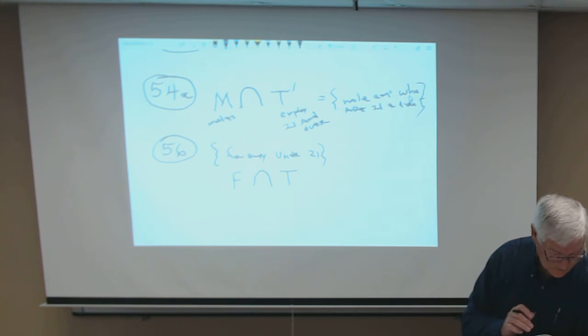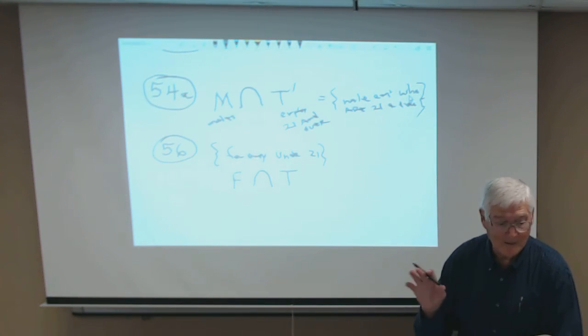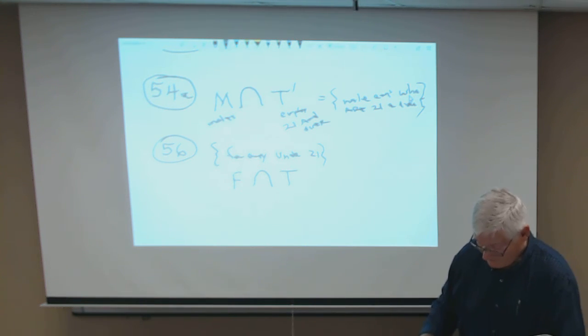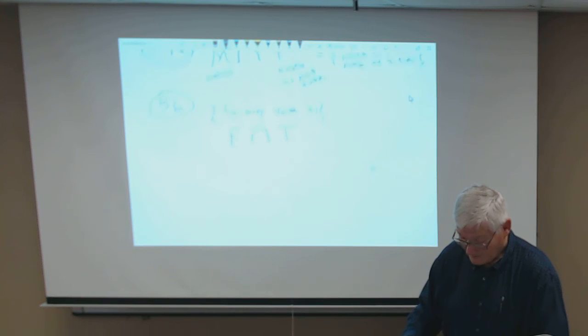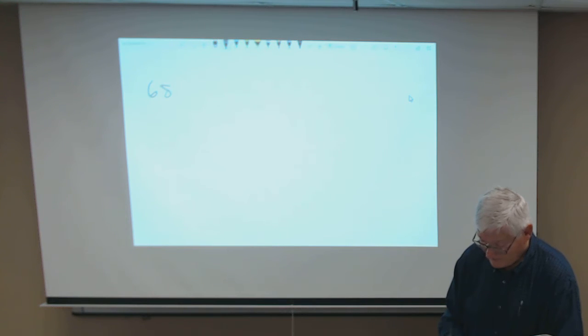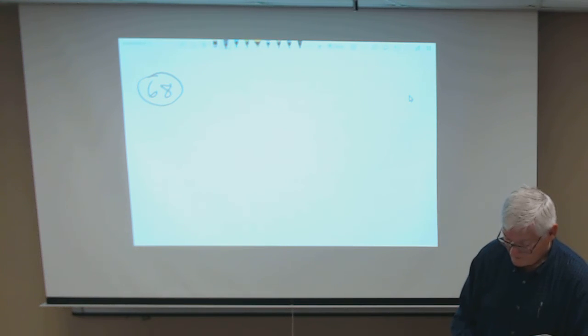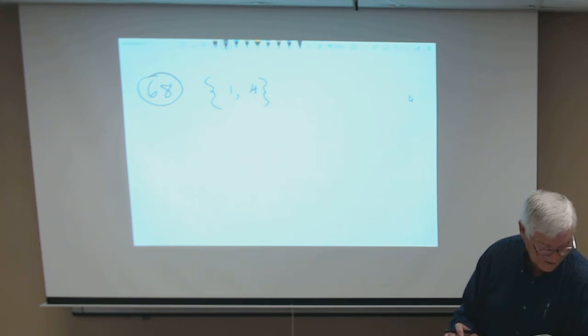Page 72. Stop when you get to number 75. 75 is the last problem you work on this page. Let's do number 68. The set of cars made by Honda. One is made by Honda. What else? 4. And 4. 1 and 4 are made by Honda.